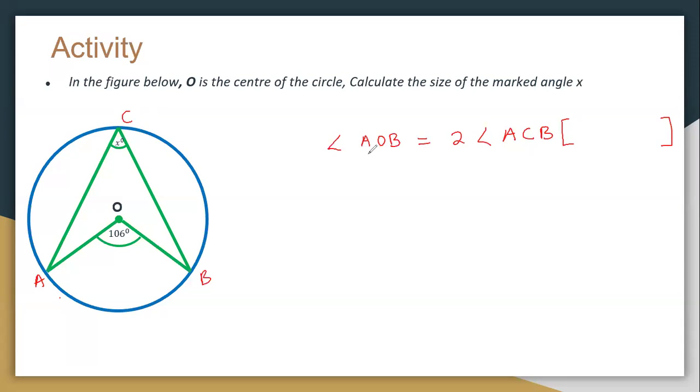Then you come and say my angle AOB is 106, which equals twice my angle ACB. So to get ACB, I'll divide by 2. And from the chart, I'm noticing people are getting 53 degrees equals angle ACB. So you must show how you are getting it. Much as it is clear to you, you need to show how you are getting it.